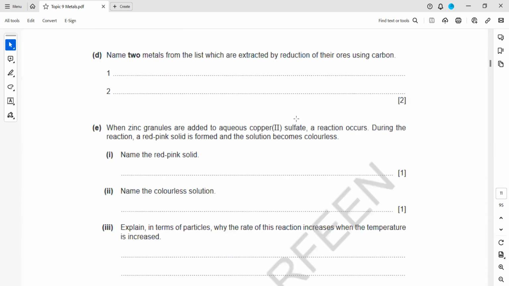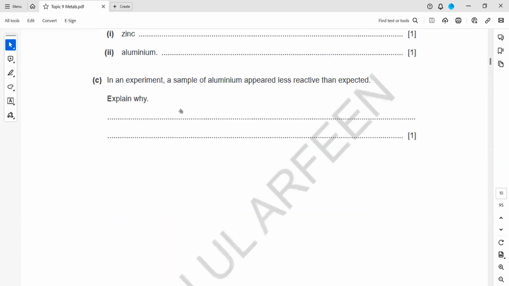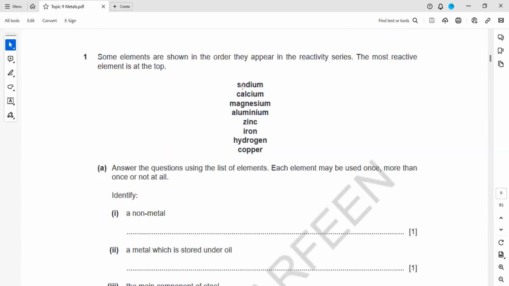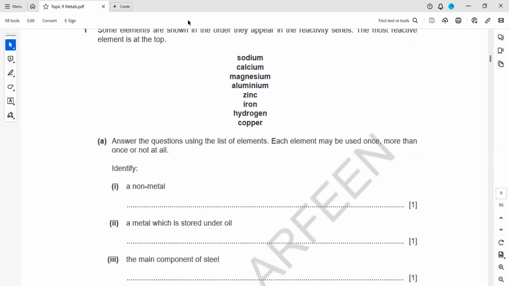Name 2 metals from the list which are extracted by reduction with carbon. I will scroll to the page. Zinc is correct. Iron and zinc. Because when you work out which can be reduced by carbon, they should be less reactive than carbon. So on page 8, this was the list. When we check the position of carbon, carbon is between aluminium and zinc. So carbon can be used to extract zinc from its oxide, iron, or even copper.